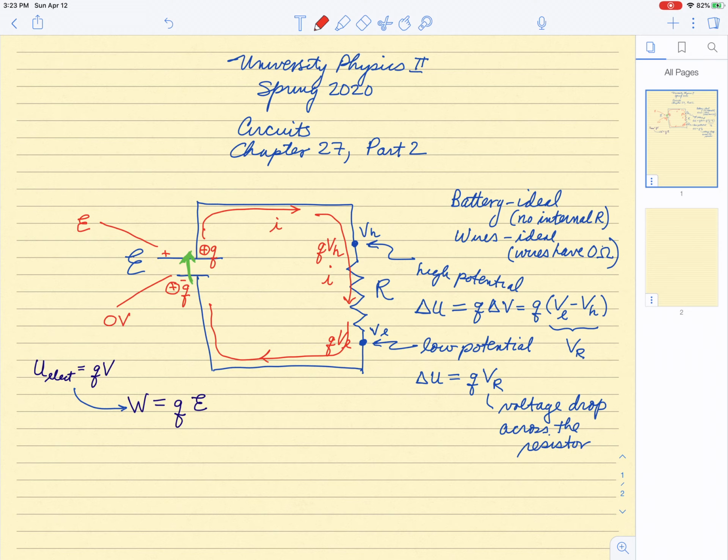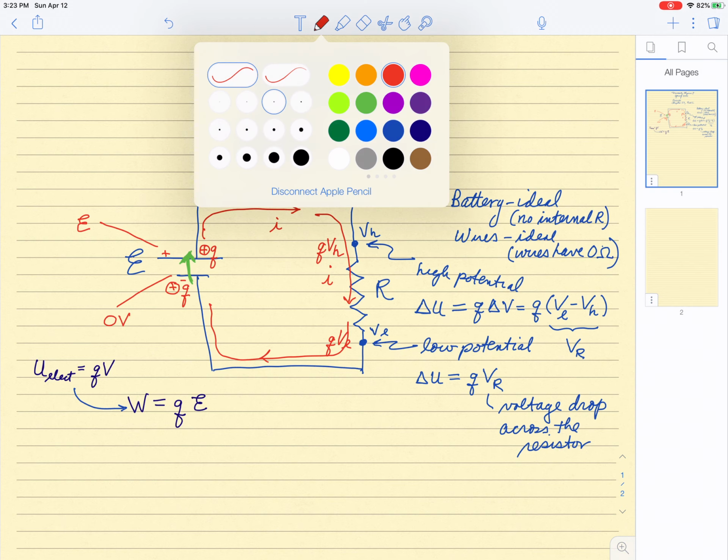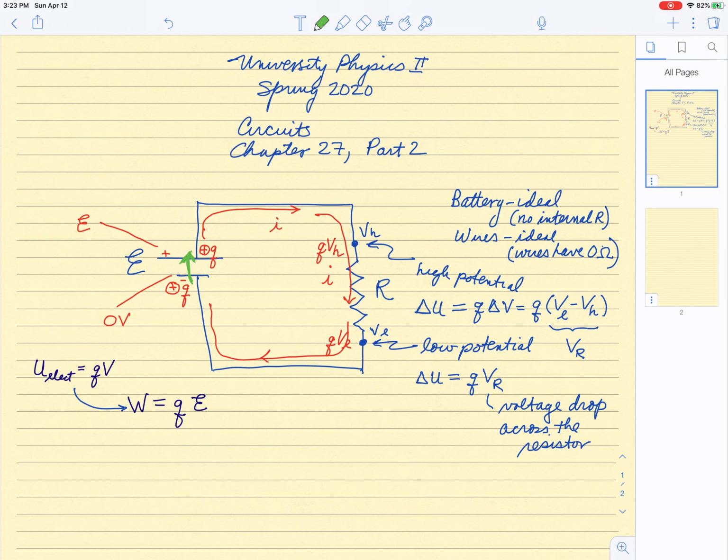Well, it's because in the resistor it is suffering all of these collisions, and each of those collisions is going to wind up giving up some energy in terms of thermal energy, which then will be lost to the surroundings. Okay, so thermal energy will be lost to the surroundings.